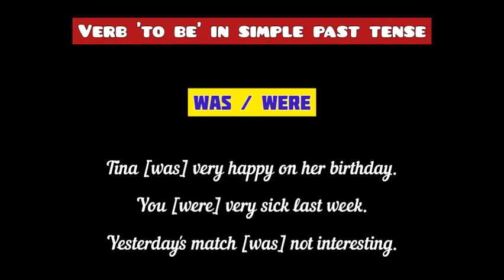Now let's see how verb be is used in simple past tense. Verb be is a state verb. It's not an action verb. It has 2 forms in simple past tense, was and were. Tina was very happy on her birthday. You were very sick last week. Yesterday's match was not enjoyable. In these sentences, was and were are in simple past tense.